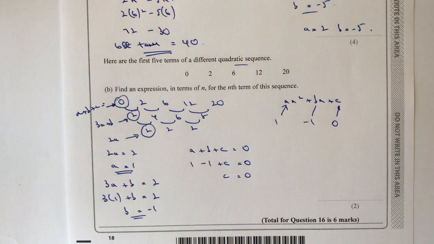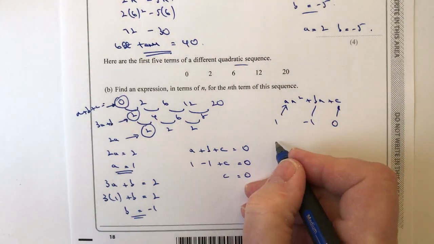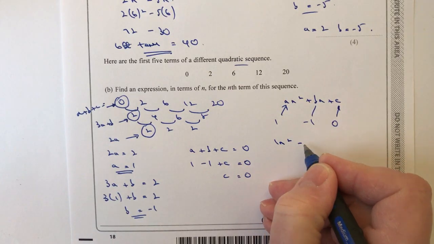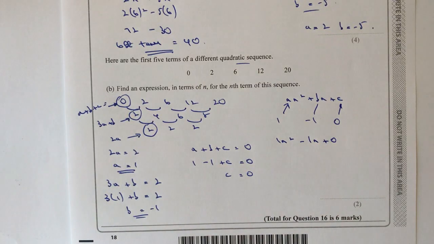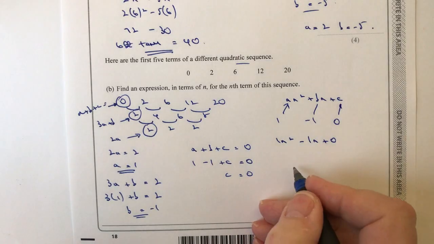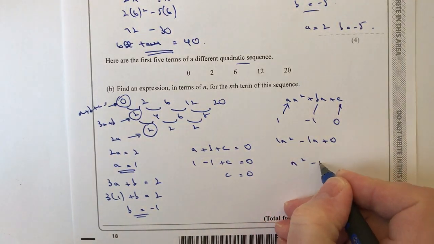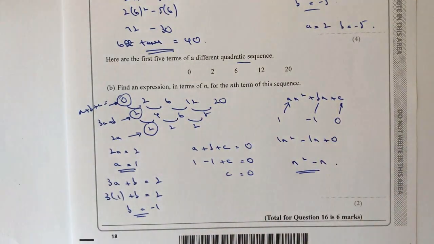When I put all that together, what I get is 1n squared minus 1n plus 0. We don't really write things like that. Firstly, we don't plus 0, and also we don't write 1n squared and minus 1n. We would simply write that as n squared minus n, and that would be the nth term for this quadratic sequence. A little bit tricky on that one.